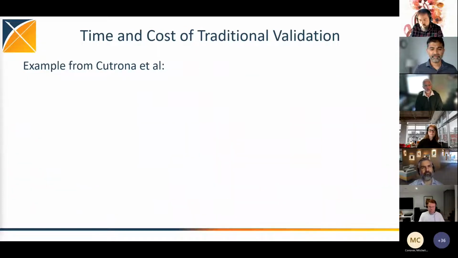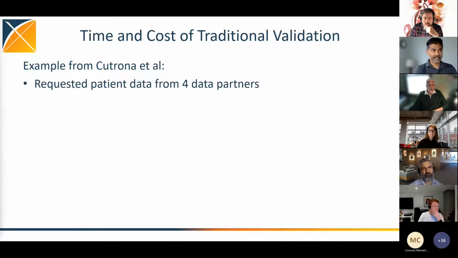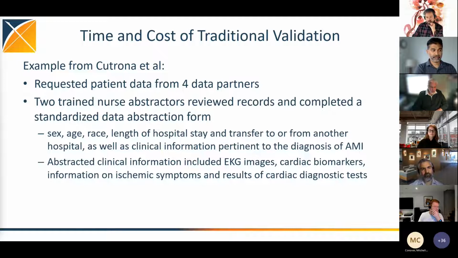One of the issues with traditional validation is it's time-consuming and very costly. To give an example from Catrona to show how much work this involves, they had to request patient data from 4 different data partners. Then they had to have 2 trained nurse abstractors review all the records from the data and come up with standardized abstraction, which included things like sex, age, race, and a lot of the clinical markers like EKG images and cardiac biomarkers.